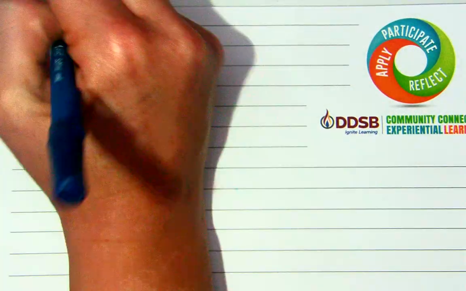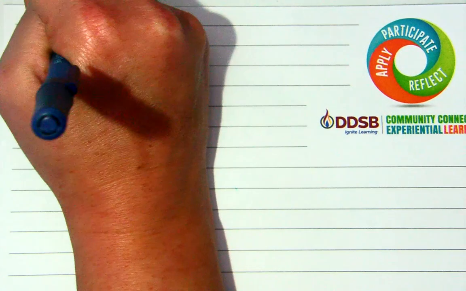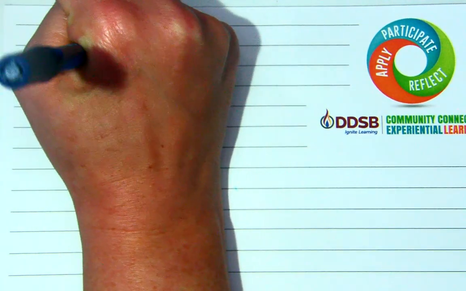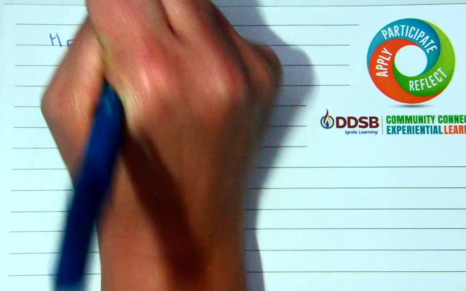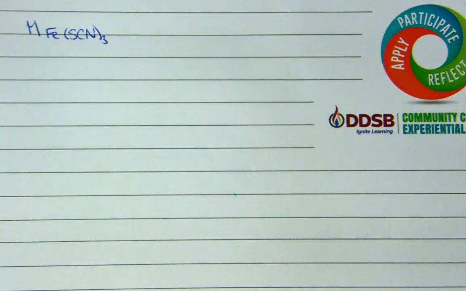Okay, I'd like you to find the molar mass of, well, this is a tricky one, iron thiocyanate. So Fe(SCN)3, right there. Press pause, see what you can figure out.